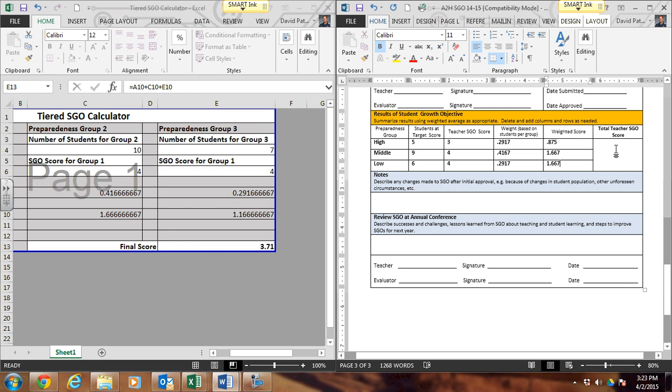Okay, and then my total is going to be what I got right down there, just the sum of all those, 3.71. All right, and then I have everything that I need for this SGO document.